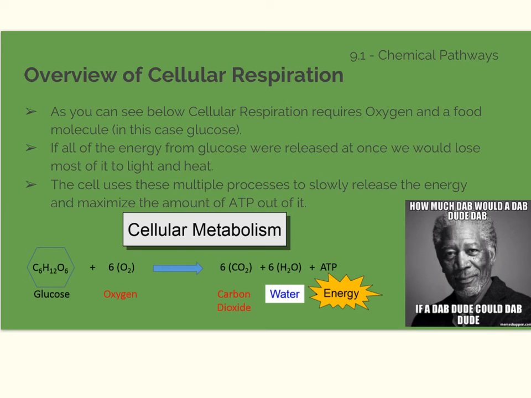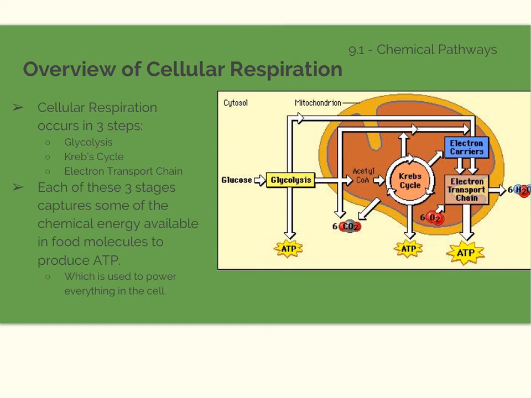Okay? So key things to take away here. Energy is released slowly. Otherwise, it's just going to be given off as light and heat. Because remember, energy is not destroyed. It's not created. It's transferred. So the cell uses these processes to maximize that ATP. All right, so to kind of wrap things up, this is what you're going to be diving into next. So this is just the schematic of what's to come.